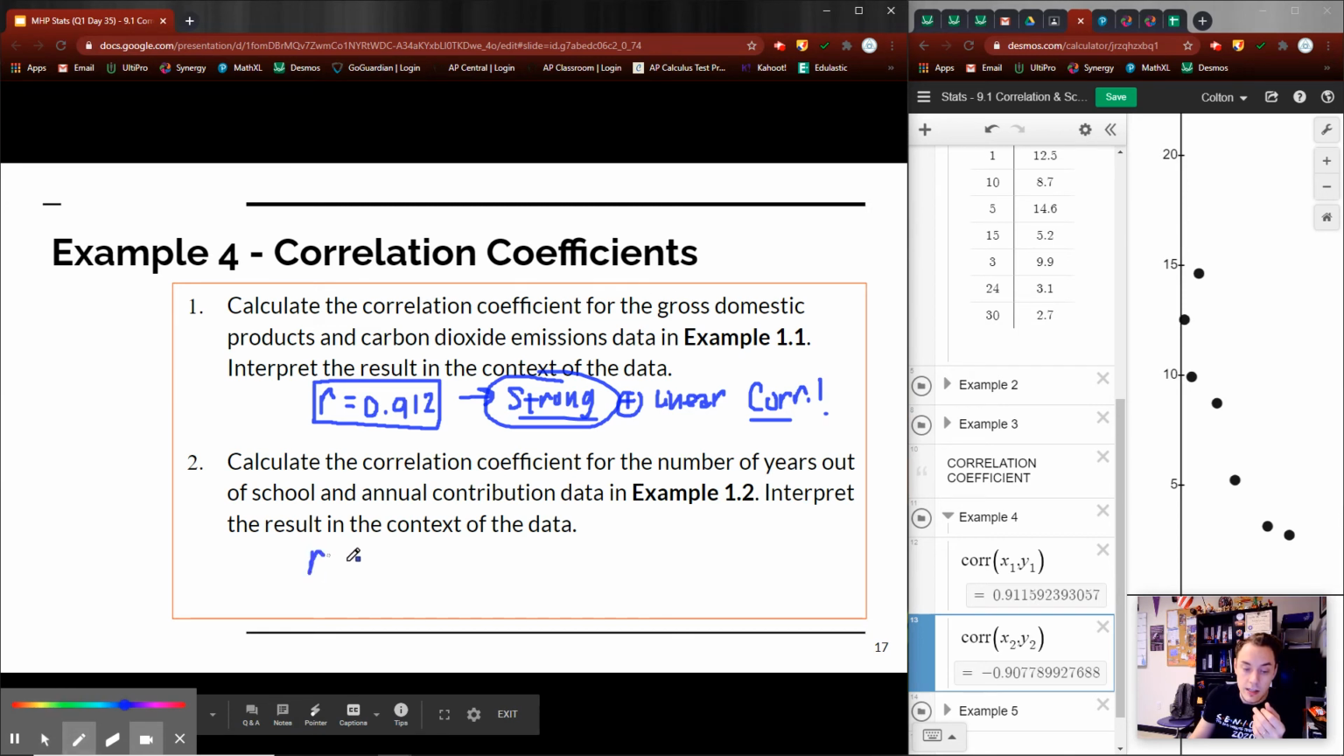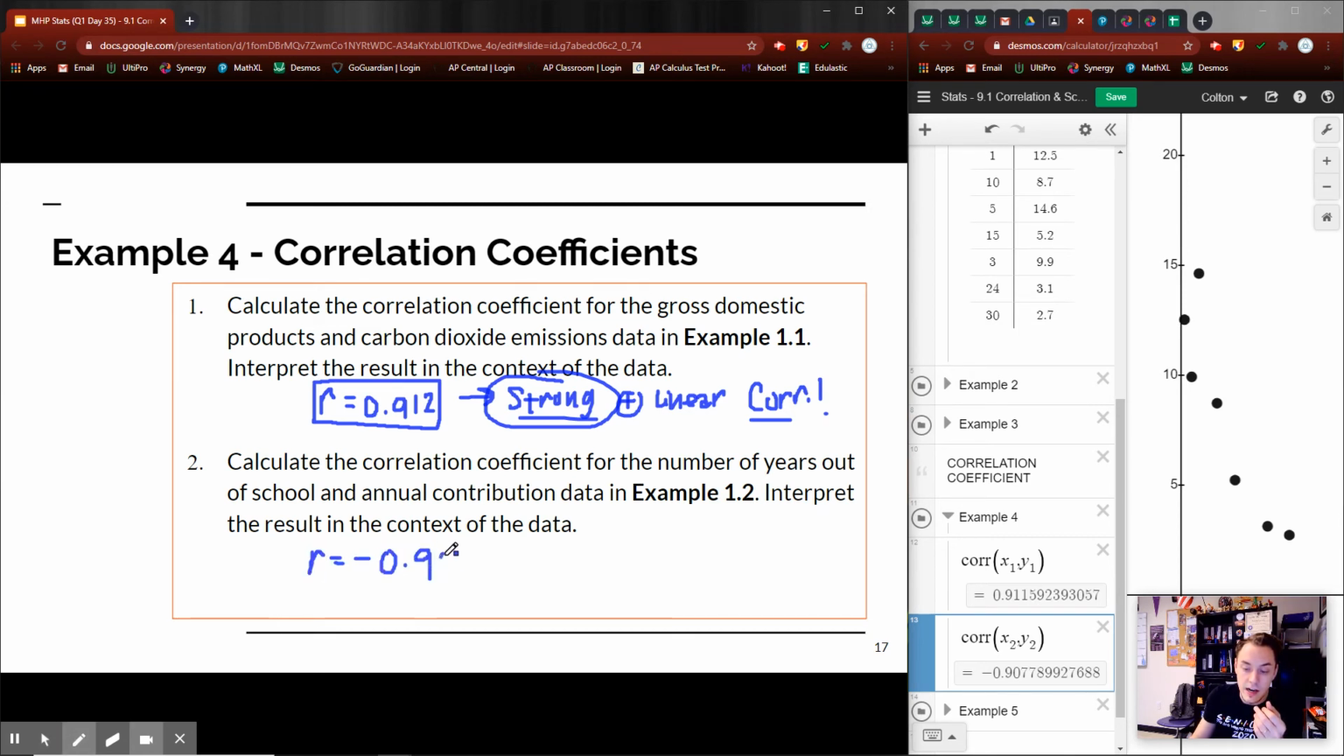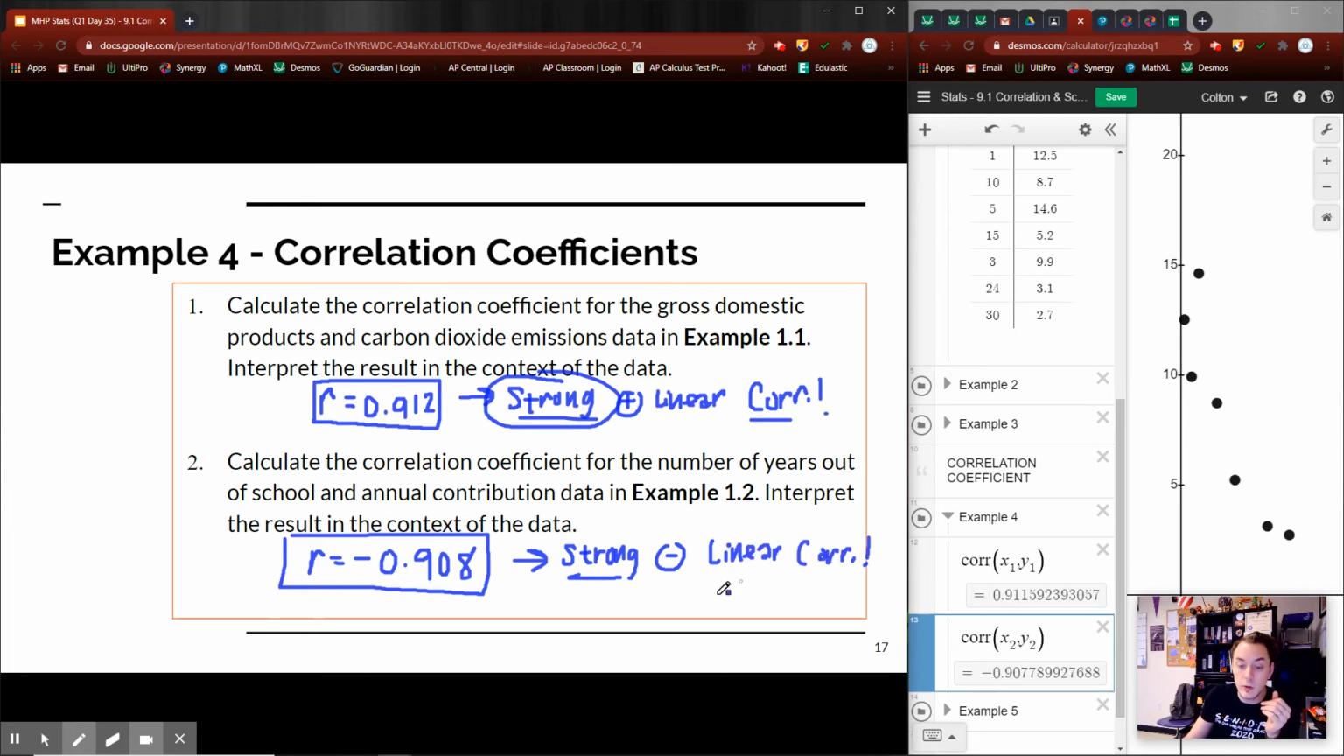So my R equals negative 0.908. This is actually rather strong, but what we would say is it is a strong negative linear correlation. Strong negative linear correlation. Okay? We already knew it was a negative linear correlation. We already knew that. But now what we're trying to find is whether or not it's strong. And so it is strong because this is close to -1. And I know it's negative because it says a negative.